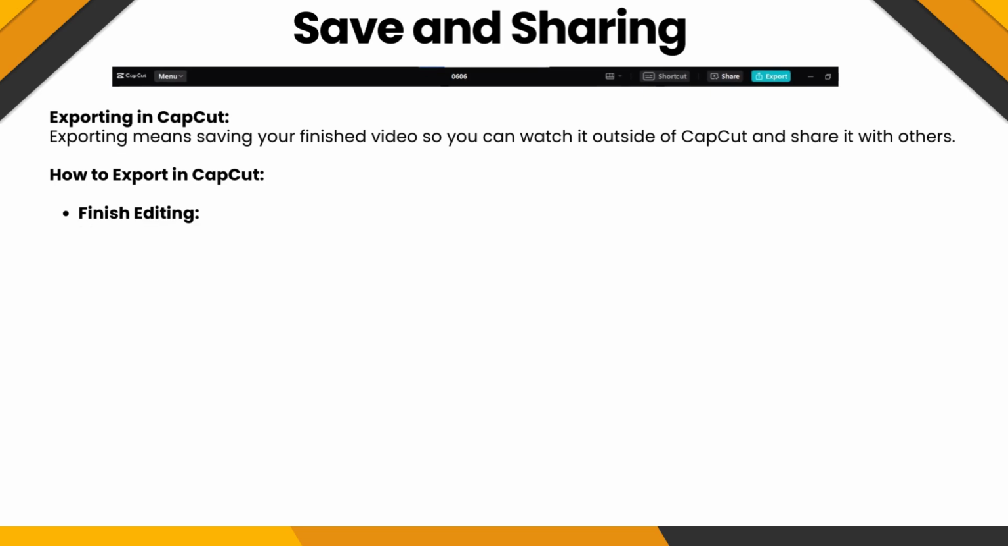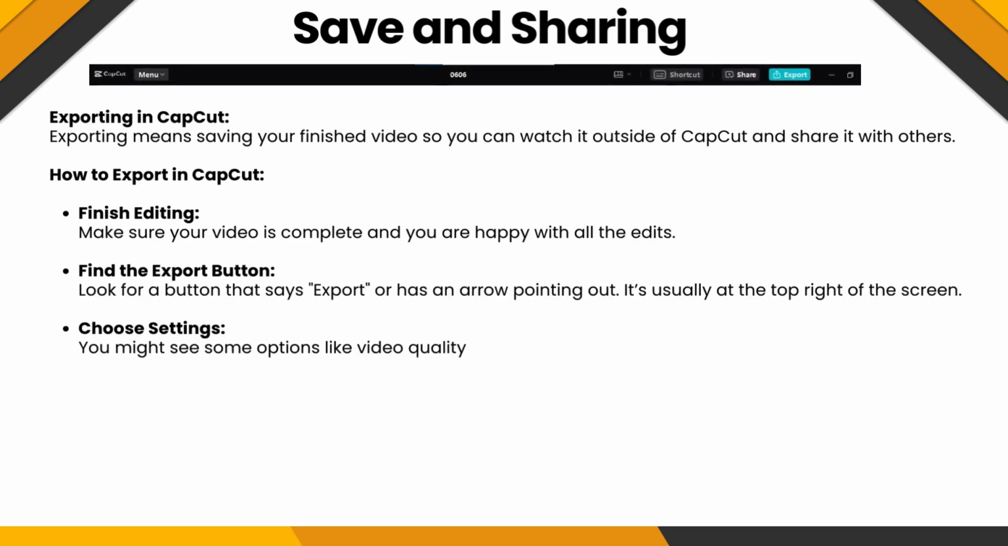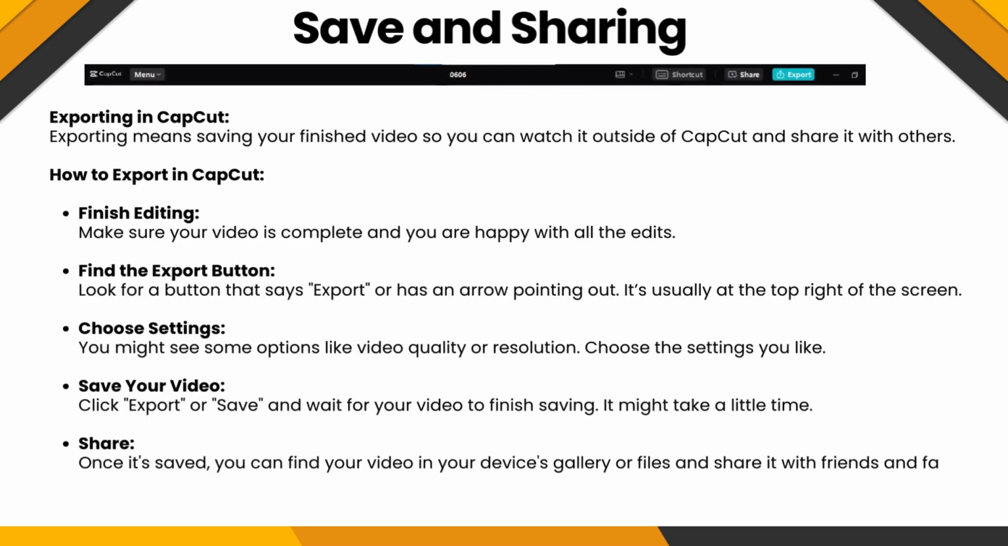Save and sharing. Exporting in CapCut. Exporting means saving your finished video so you can watch it outside of CapCut and share it with others. How to export in CapCut. Finish editing. Make sure your video is complete and you are happy with all the edits. Find the Export button. Look for a button that says Export or has an arrow pointing out. It's usually at the top right of the screen.